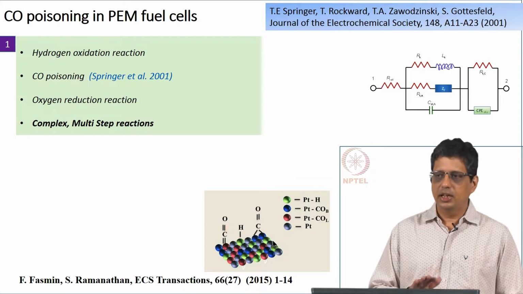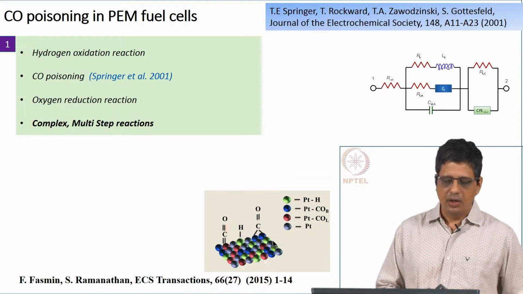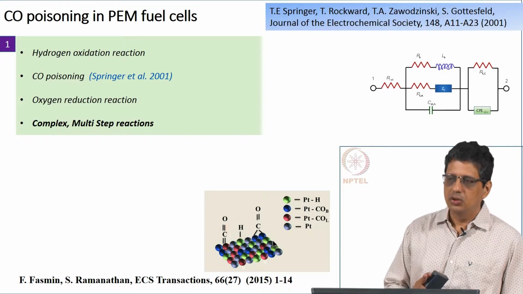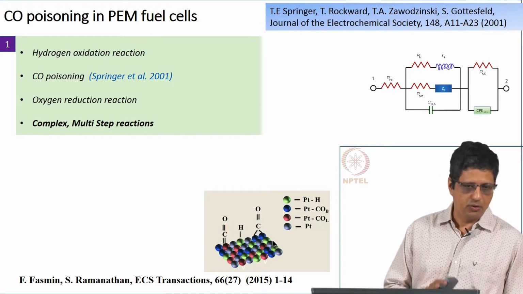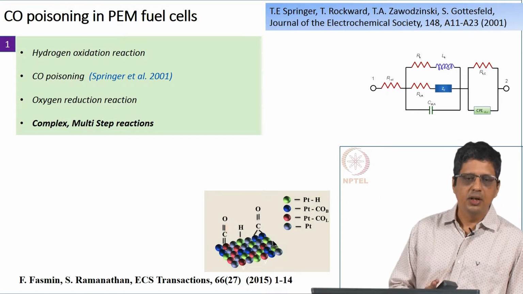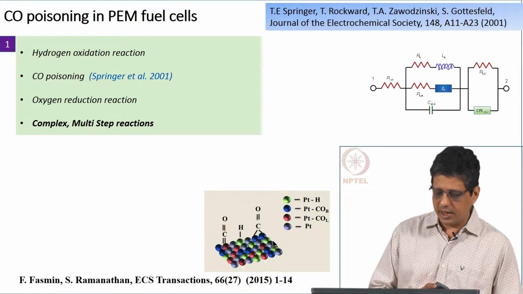So, essentially it adsorbs and blocks the catalyst surface, and that is how it poisons, and that will need at least one adsorbed intermediate. So, we will need two adsorbed intermediates to describe the reactions on the anode side, and at least one adsorbed intermediate on the cathode side. So, it is actually complex multi-step reactions.